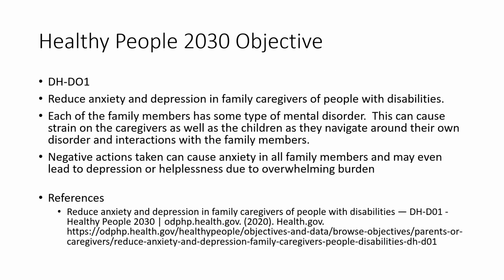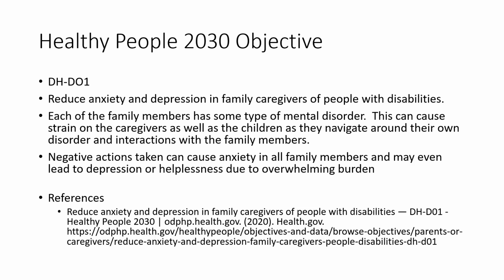Okay, so for the Healthy People 2030 objective, I went with DH-D01, which is reduce anxiety and depression in family caregivers of people with disabilities. Those, of course, can be mental or physical disabilities. But in this case, it's going to be mental disabilities, but the same goal is going to apply to reduce anxiety and depression in family caregivers.